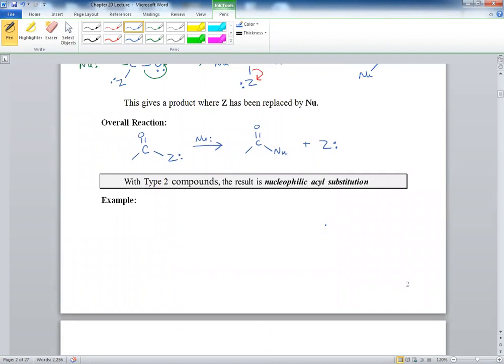So to give you an example of this reaction, if we have an acid chloride, and if we react this with lithium aluminum hydride, which is this, but just focus on the lithium, the aluminum hydride.